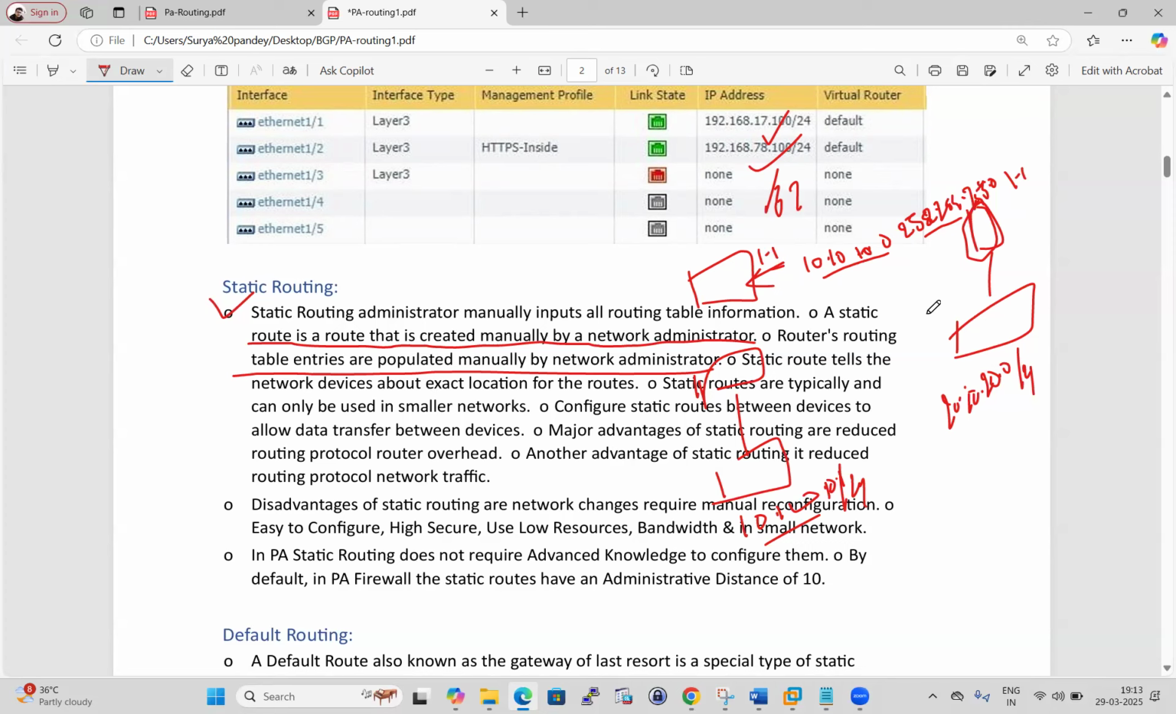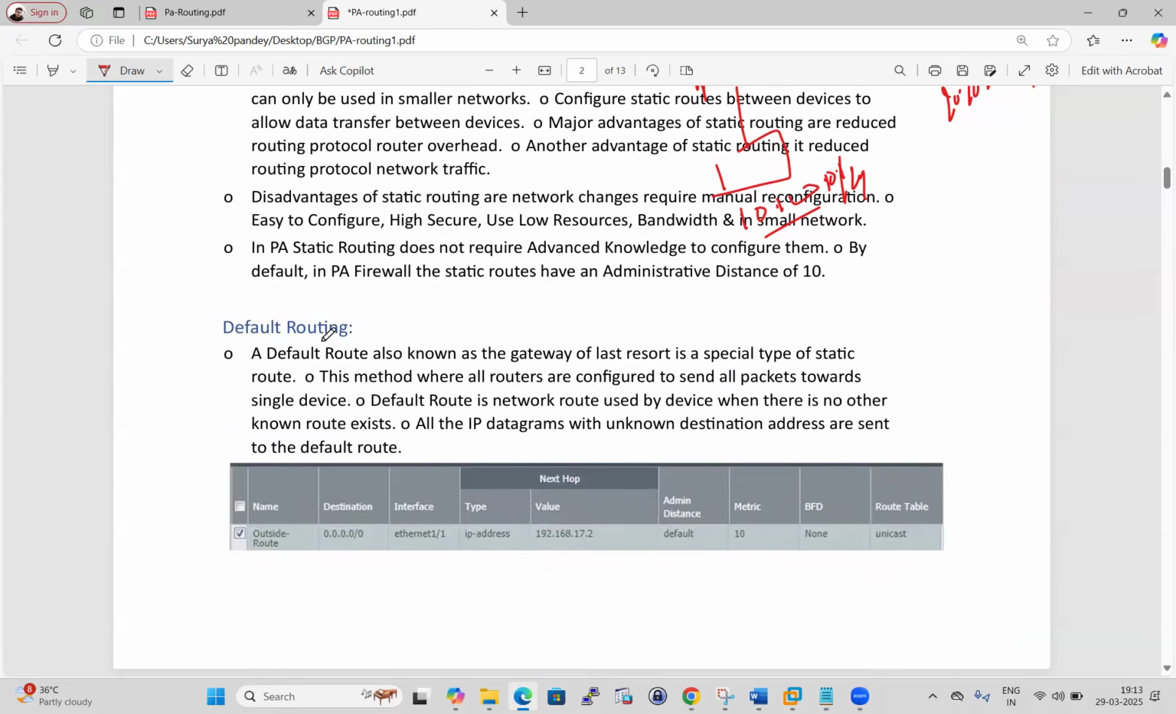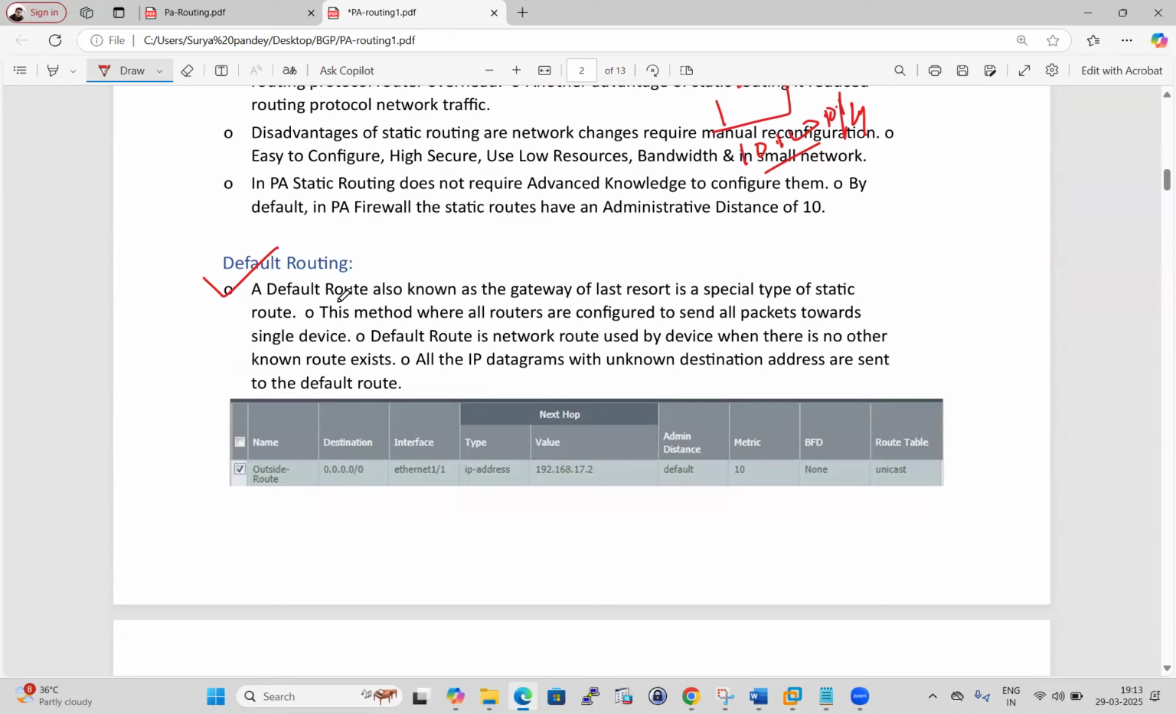Okay, where we generally configure manually. So this is about static routing. Then we have the default routing, guys, and it is very, very important to understand the default route.